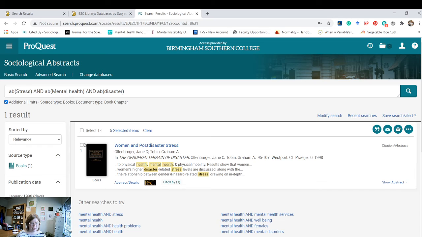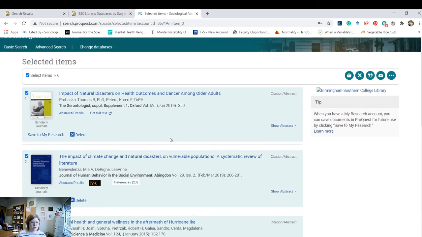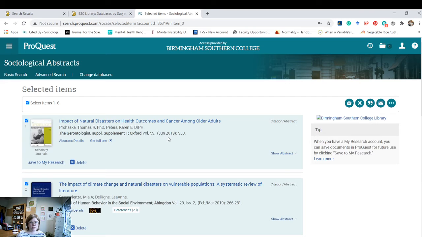Women and post-disaster stress. So I'm going to select that, and notice that all the articles I've selected, all 6 of them, are in my research folder up here. So I have a research folder, and when I'm ready, I can email those sources to myself, and it will show up in my email. So this is a brief introduction to library research if that's not something you've done before.